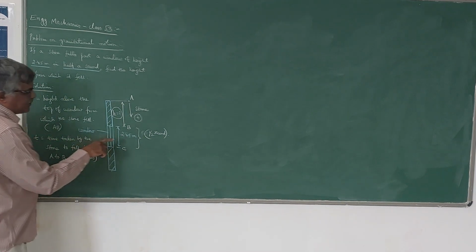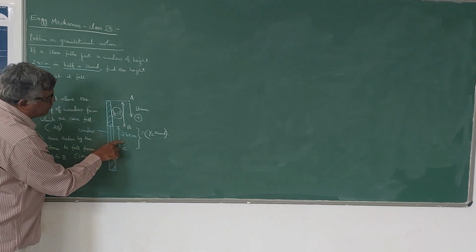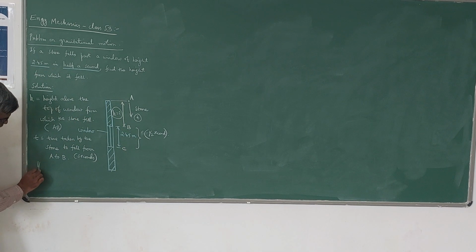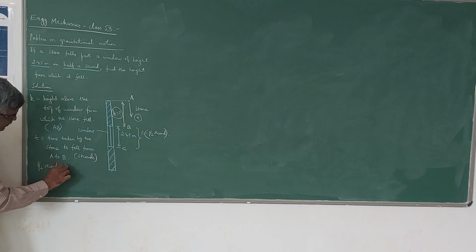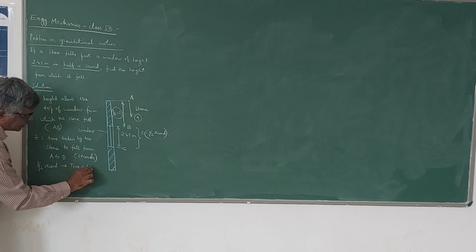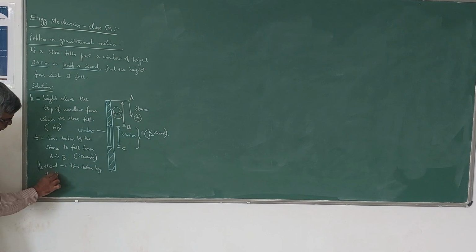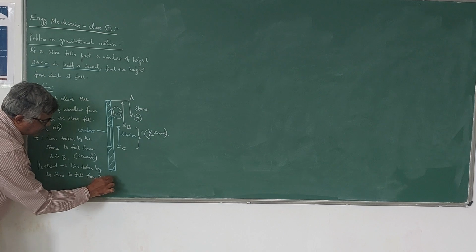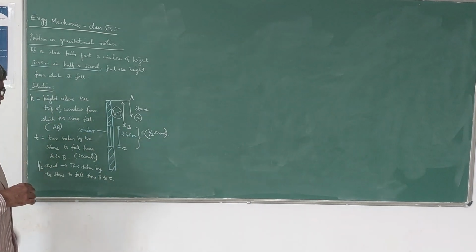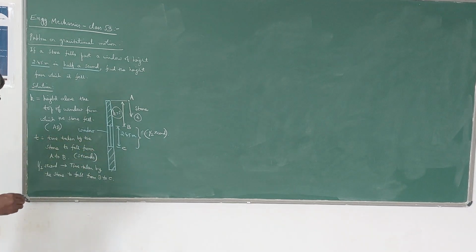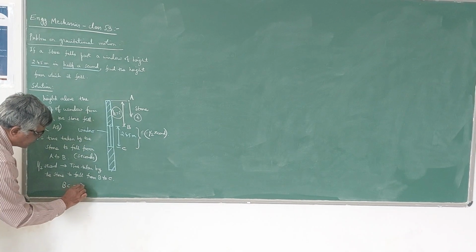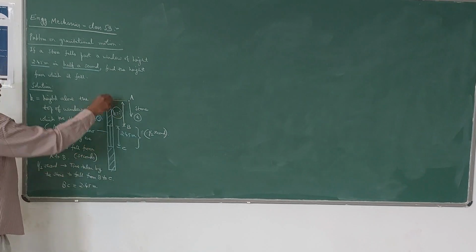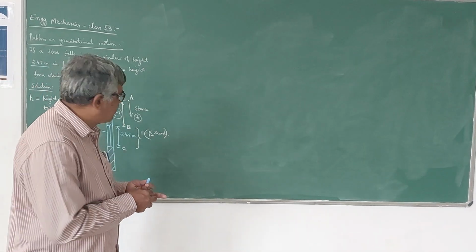And half second is the time taken by the stone to fall from B to C, that is from the top of the window to the bottom of the window. The distance travelled is 2.5 meters. So the distance BC, the height of the window, is 2.5 meters. Now the question is, we have to find out this height above which the stone fell.